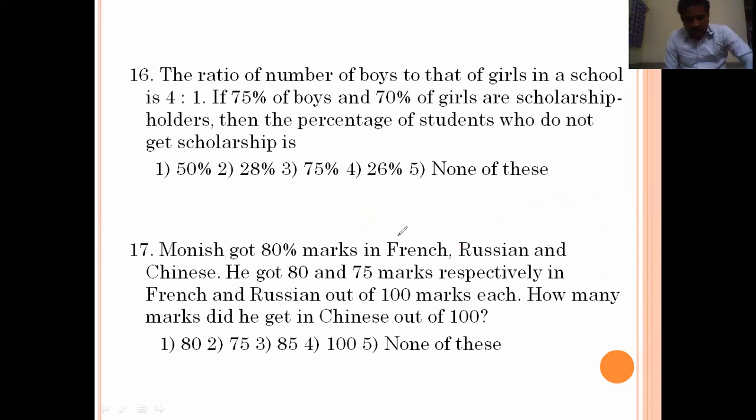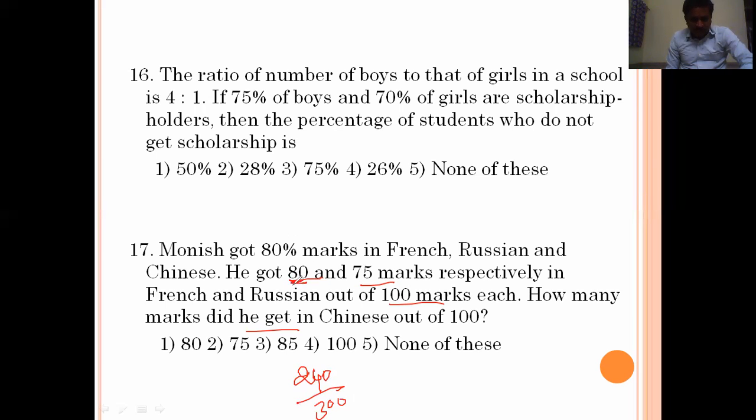Monish got 80% marks in French, Russian and Chinese. He got 80 and 75 marks respectively in French and Russian out of 100 marks each. How many marks did he get in Chinese out of 100? So in French he gets 80 marks out of 100, in Russian 80 out of 100, in Chinese 80 out of 100. 80 plus 80 plus 80 is 240 out of 300 marks.